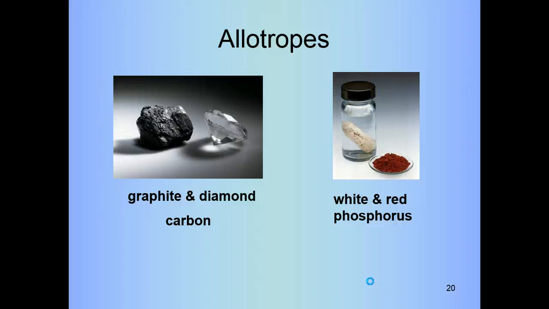Here are some examples to show you what allotropes are. Carbon has allotropes also, besides oxygen. This is graphite, which you find in your pencil lead. And there's diamond. Obviously those two substances are very different in value, especially in hardness.